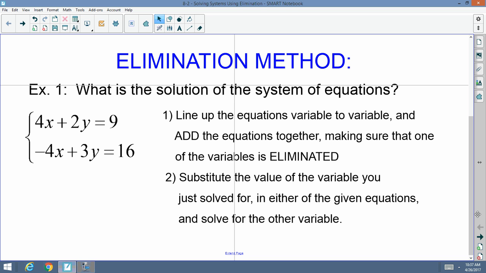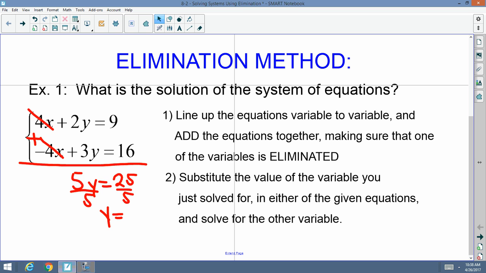So in this particular case, I've got 4x plus 2y equals 9 and negative 4x plus 3y equals 16. I want to solve this system by elimination. So I'm going to add both of these together. And when I add both of these together, because sometimes it's going to work out nice and pretty like this, what's 4x minus 4x, guys? The x is eliminated. So now I'm only left with 5y equals 25. I go ahead and solve for my y. y equals 5.